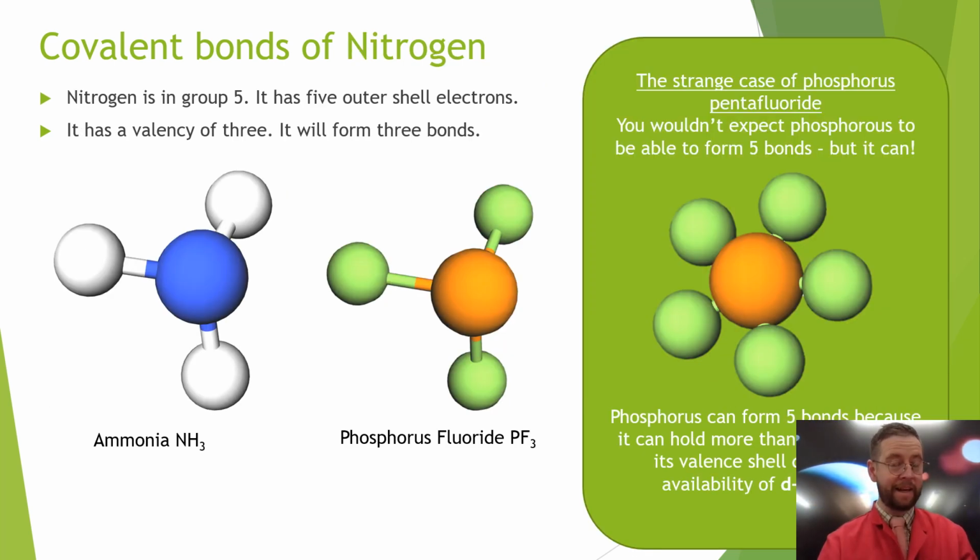Nitrogen has a valency of 3 because it has 5 electrons in its outermost shell. That means nitrogen often forms this tetrahedral shape with 3 atoms connected to it, like in the form of ammonia or in the form of phosphorus fluoride. However, there is an exception to the rule. It is possible for nitrogen to form 5 bonds. And this breaks our understanding of how these bonds can form and their relationship to valency.